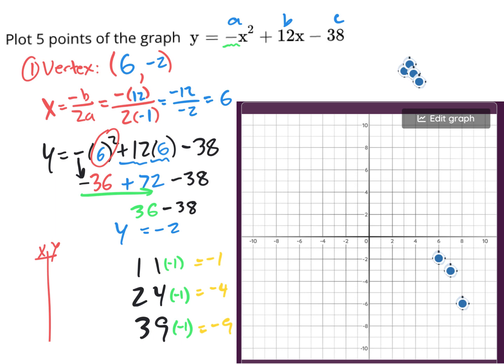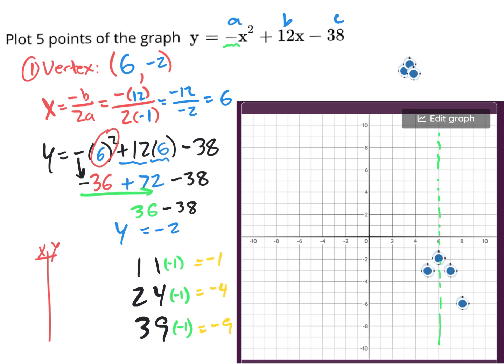So all I could do is map these 2 dots over to the other side of the axis of symmetry. Okay. So the axis of symmetry is a vertical line passing right through that vertex. And if you map the points over to the other side, that's 1 unit away.